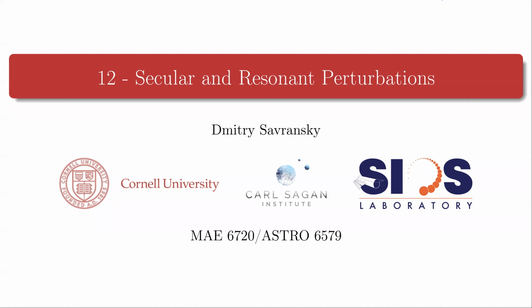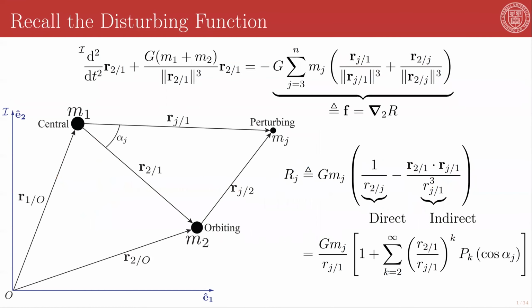Much of our derivations are going to follow those presented in Murray and Dermott's Solar System Dynamics book, in particular chapters 6 through 9, and we will frequently refer to that work for specific examples and results. We start by considering, once again, the disturbing function.